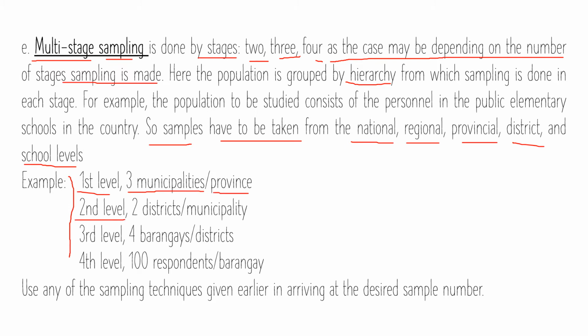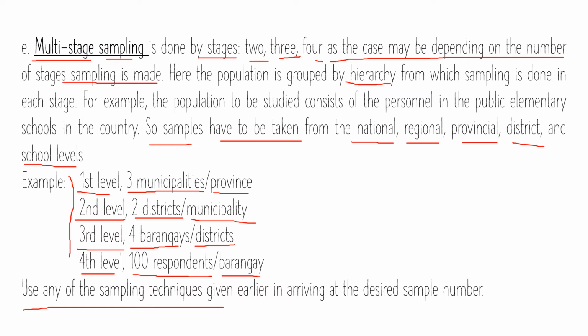Second level, 2 districts per municipality. Third level is 4 barangays per district. Then the fourth level is 100 respondents per barangay. Use any of the sampling techniques given a while ago in arriving at the desired sample number.